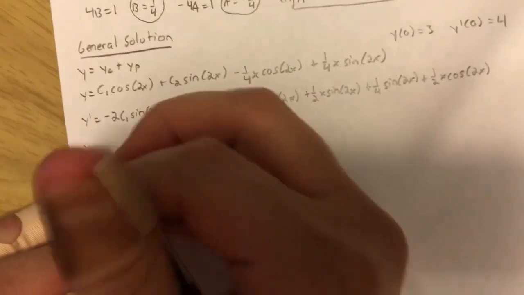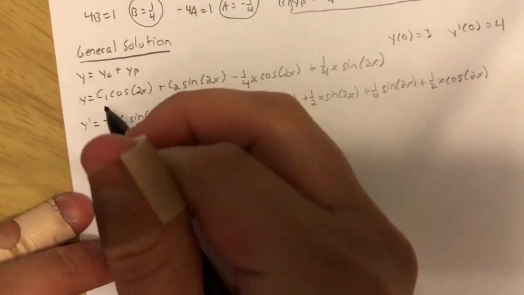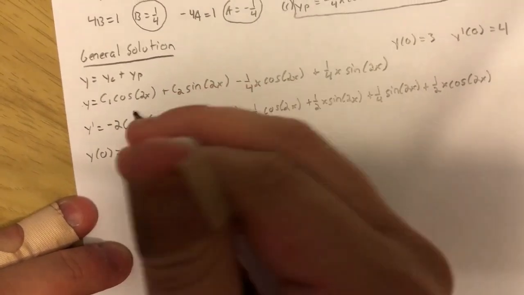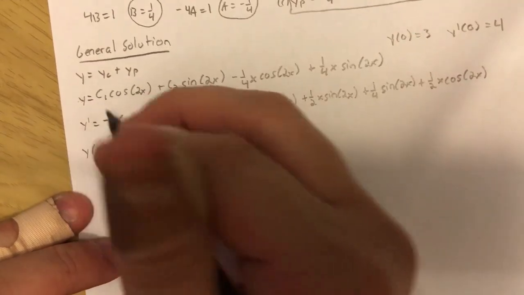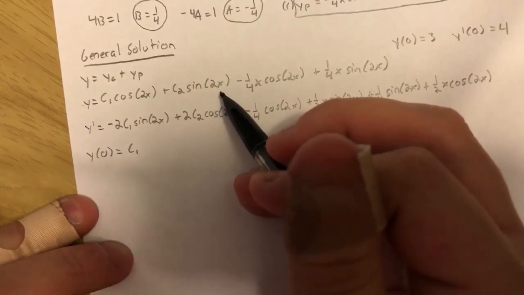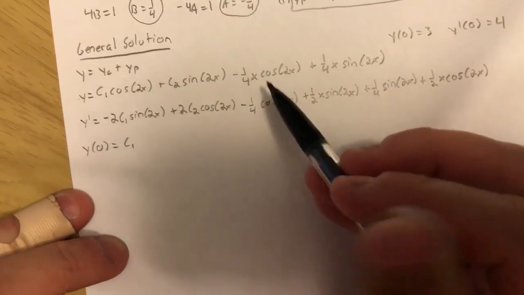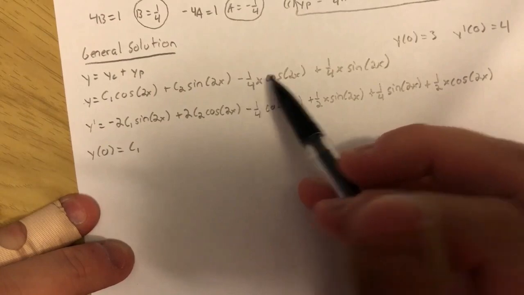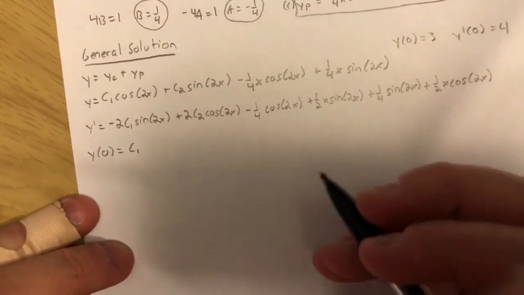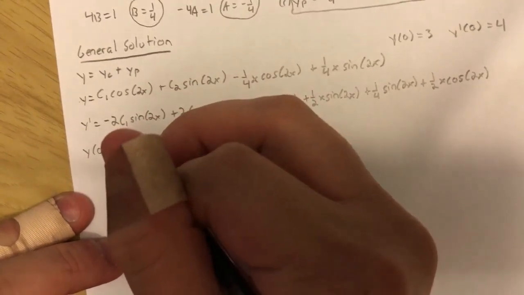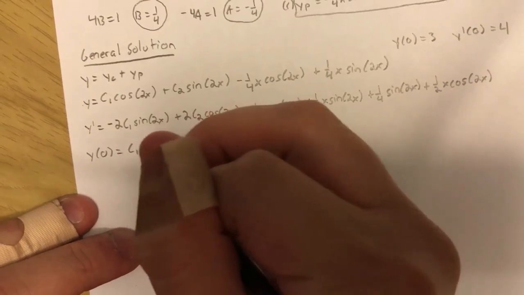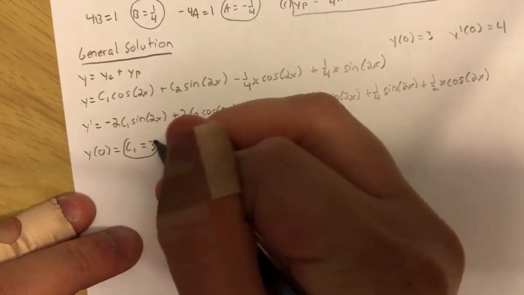y at 0 equals, plug in 0 at all the x's, so cos of 2 times 0, so cos of 0 is 1. So we got the first term, c1. Then sine at 0 equals 0, so that term cancels out. 1/4 times 0 times cos of 2x, that's 0. 1/4 times 0, that's 0, that cancels out. So the first one, y at 0 equals c1 equals 3. Thus, c1 equals 3.